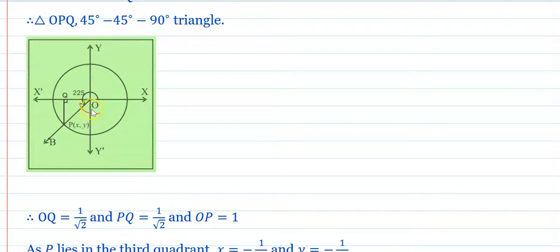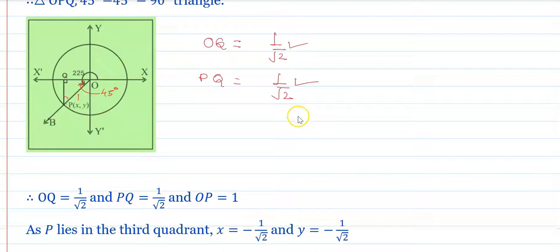Now see this, if we draw the perpendicular PQ on the x-axis, the measure of this angle is equal to 45, and therefore this is also 45. Now this is a right angle triangle. OQ is the side opposite to angle 45 and that is equal to 1 upon root 2 times the hypotenuse. The hypotenuse is 1 and hence OQ is equal to 1 by root 2. PQ is the side opposite to angle 45 and again it is 1 by root 2 times the hypotenuse, therefore it is also 1 by root 2.